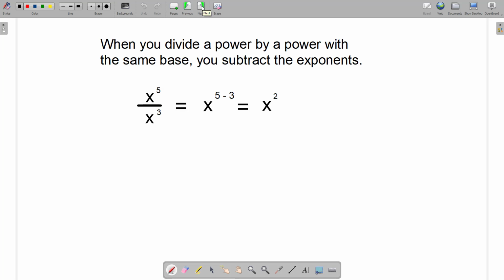Now when you divide powers, since when you multiply powers you add, when you divide powers you subtract. So if I have x to the 5th over x to the 3rd, I can write that as x to the 5th minus 3, because remember what this means is that x is being multiplied by itself 5 times, 1, 2, 3, 4, 5 on the top, and x being multiplied by itself 3 times on the bottom, and then these 3 can divide out, and we're left with x squared.